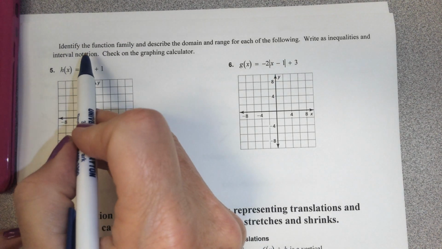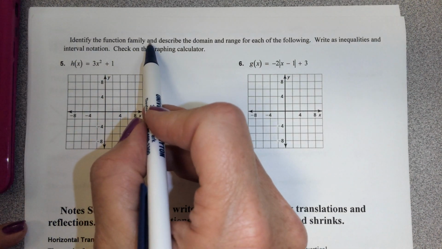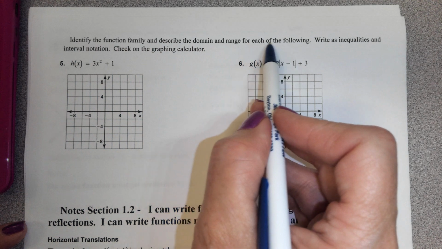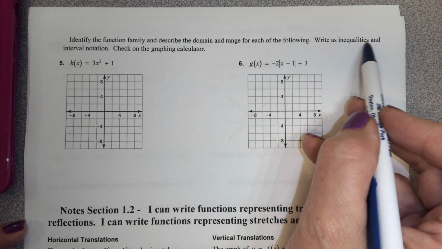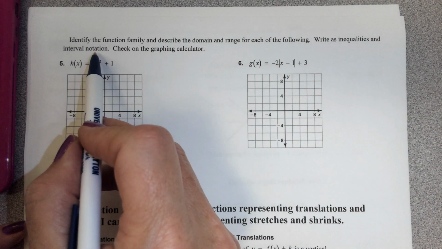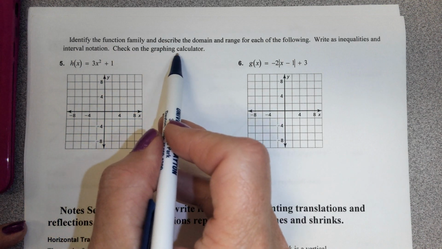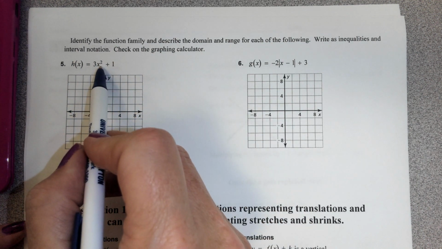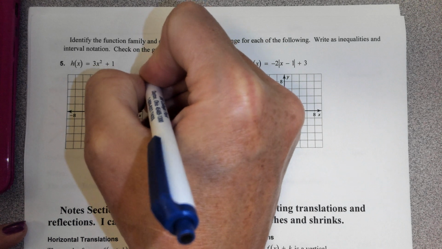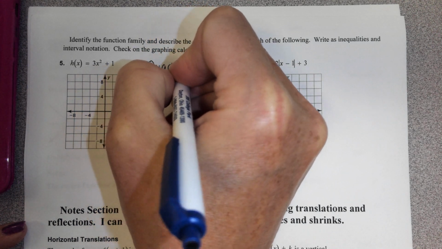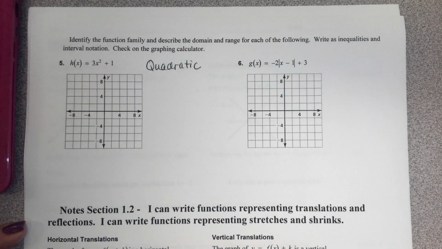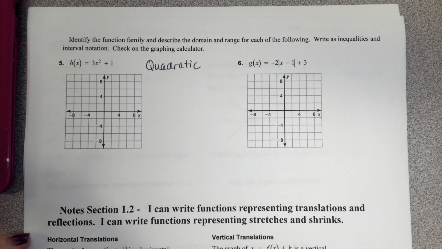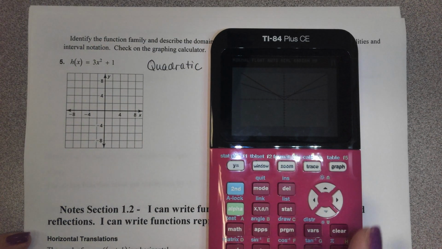So looking at this one, it says identify the function family and describe the domain and range for each of the following. Write as inequalities and interval notation. Check on the graphing calculator. So this is a parabola. So this is going to be our quadratic, is going to be the family. Okay? So I'm also going to just graph this on the graphing calculator.